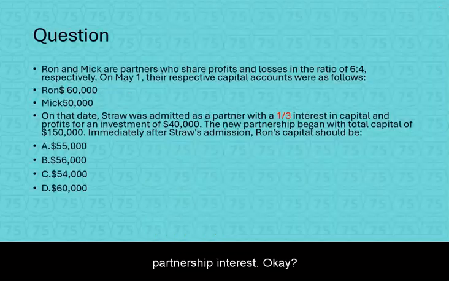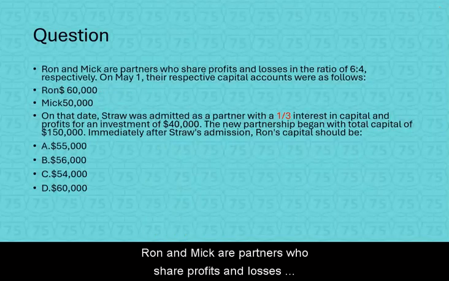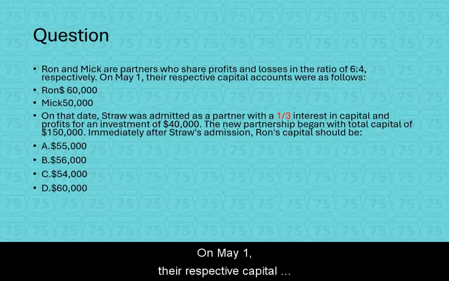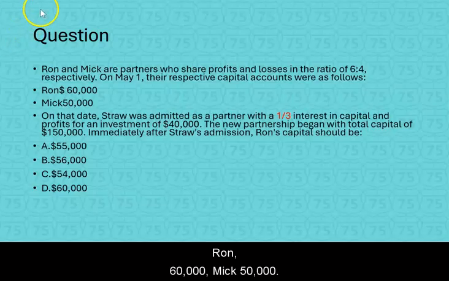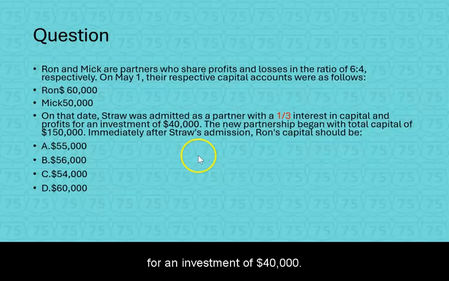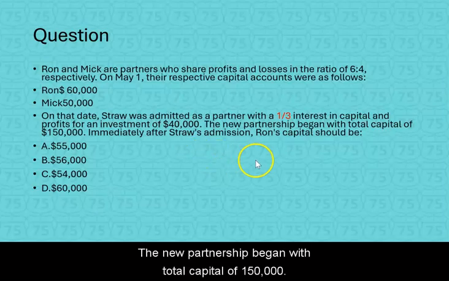partnership interest. Okay, Ron and Mick are partners who share profits and losses in the ratio of 6-4. That means 60% Ron, 40% Mick. On May 1st, their respective capital accounts were as follows. Ron, $60,000, Mick, $50,000. On that date, Straw was admitted as a partner with a 1/3 interest in capital and profits for an investment of $40,000. The new partnership began with total capital of $150,000.